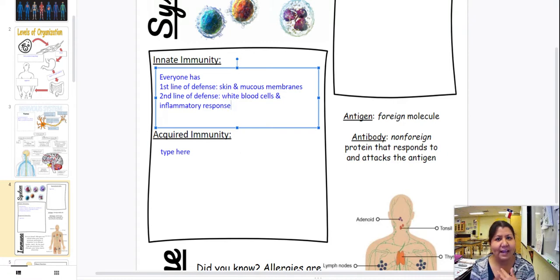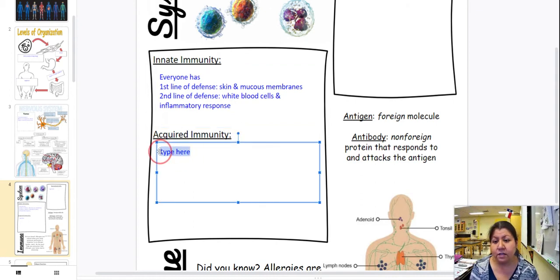And that's because your body's telling your brain to send all the white blood cells there. So that way, one, it can let you know that something's wrong, we need to heal this. And then it's also going to send the white blood cells to hopefully start healing and destroying any pathogens. So those are our first and second lines of defense. Everybody has those. So acquired immunity, not everybody has this.